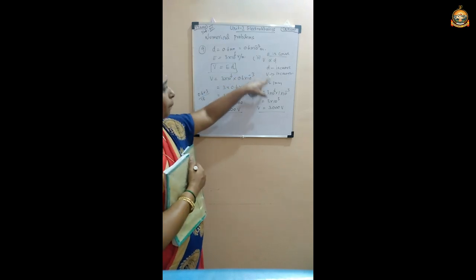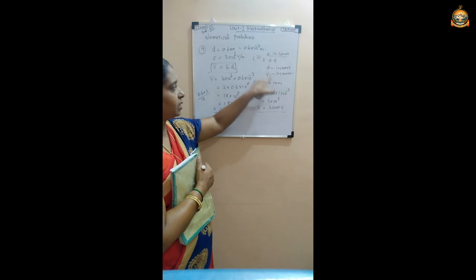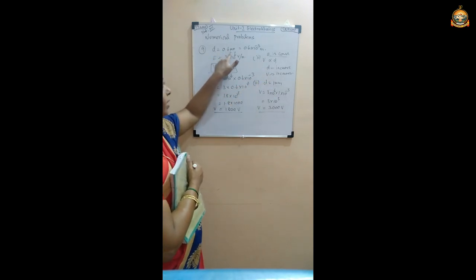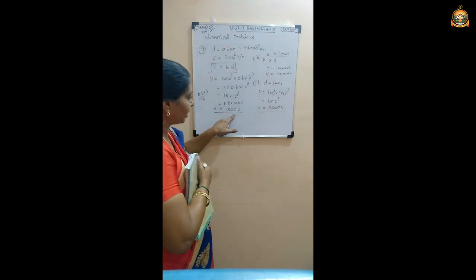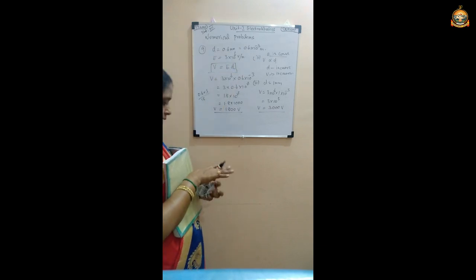Potential increases. Distance increases, potential also increases. If the distance is 0.6 millimeter, the potential is 1800 volt, in the given electric field E. Okay, that's all about this sum.